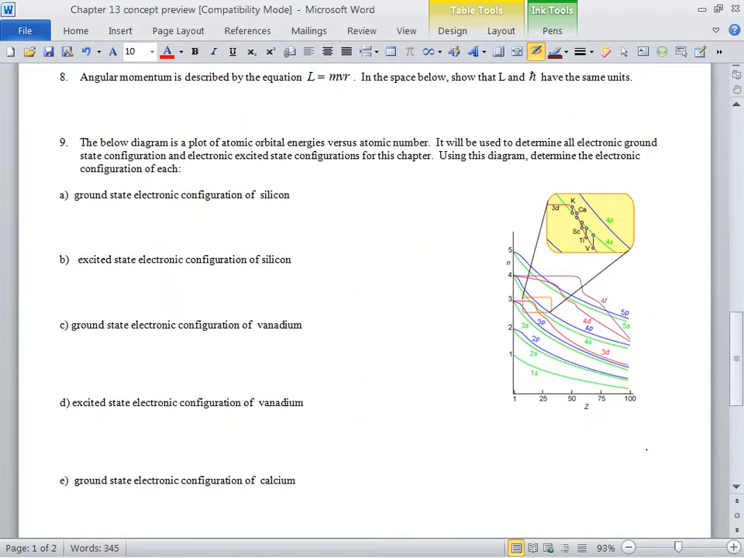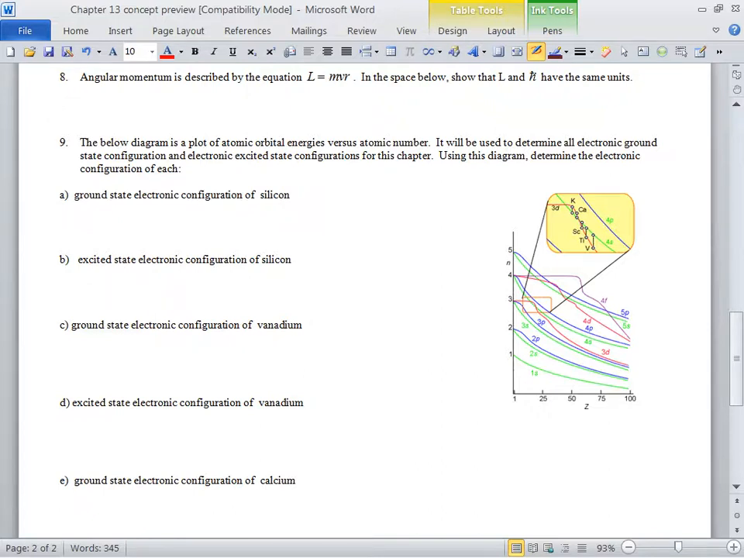Angular momentum is described by the quantum number, described by the equation L = mvr. Show that L and h bar have the same units. Show that L and h bar both have units of angular momentum. And it should, because remember we said the z component of our angular momentum was just m sub L h bar, so h bar better have units of angular momentum.